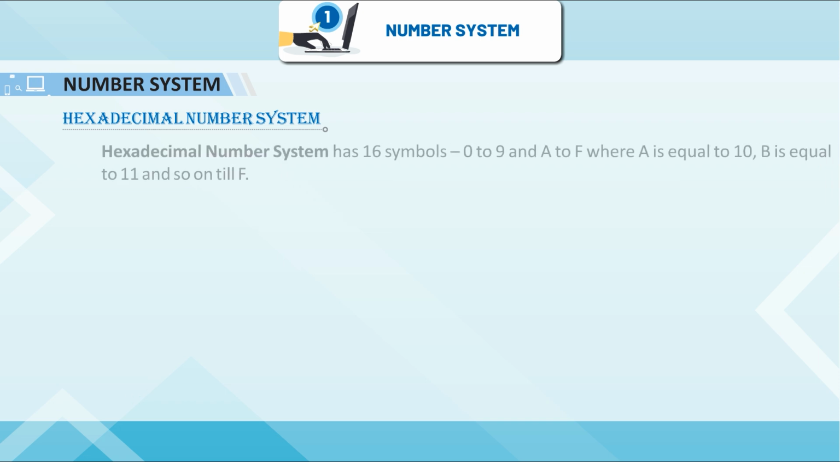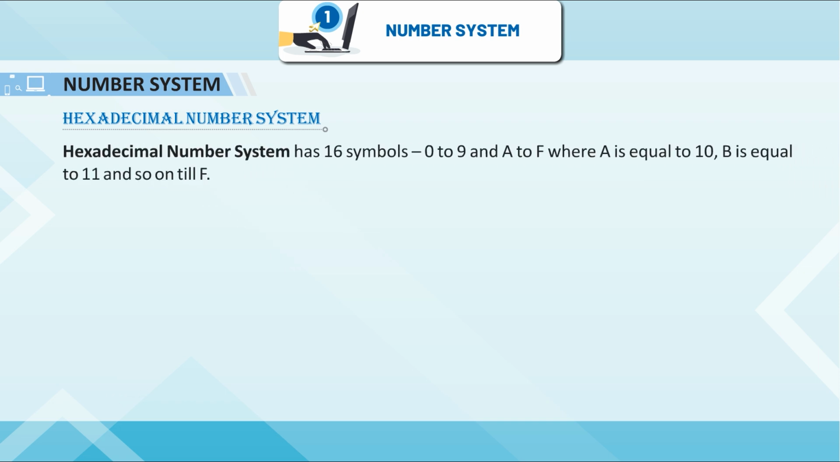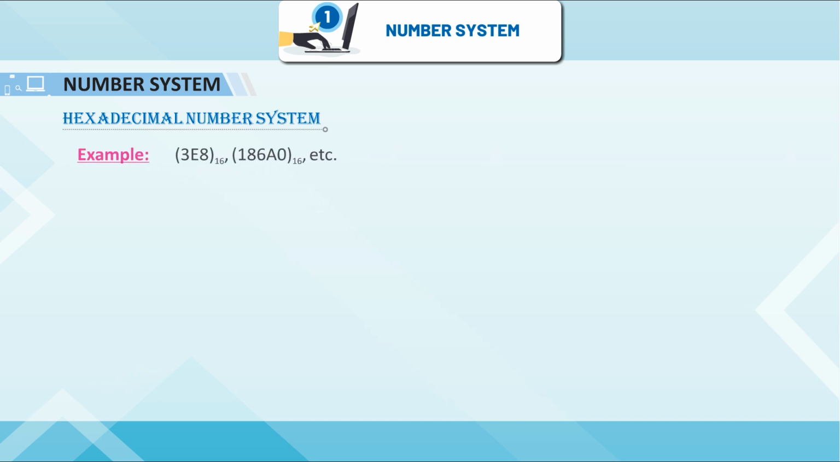Hexadecimal number system. Hexadecimal number system has 16 symbols, 0 to 9 and A to F, where A is equal to 10, B is equal to 11 and so on till F. It has base 16 and can be converted into decimal number system. Example, 3E8 with base 16, 186A0 with base 16, etc.